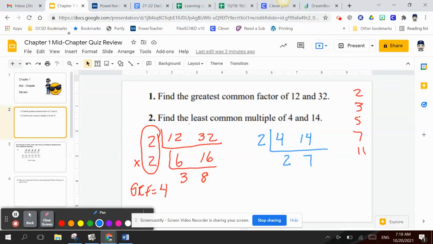Notice that 7 and 2 are on my prime list over here, so I know I'm done factoring. So to find the least common multiple, again, think about the L, because these are the numbers that we want in our L. And with those numbers, we're going to multiply each one of those. So our least common multiple of 4 and 14 is 2 times 2, which is 4. 4 times 7 is 28.